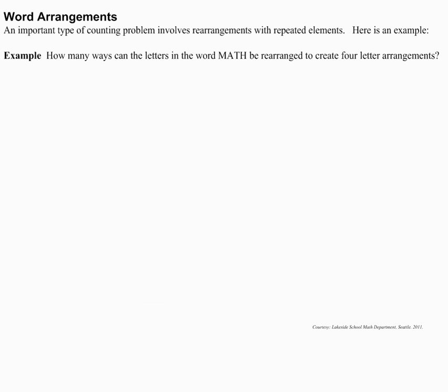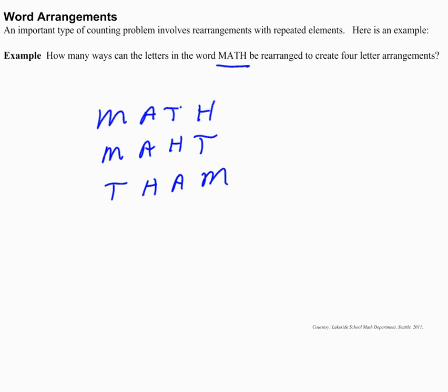Let's finish up with word arrangements. It's an important type of counting problem, and it involves rearrangements of letters and sometimes repeated elements. So what do I mean? Well, let's take the word math. How many ways can that be rearranged to create 4-letter arrangements, or 4-letter words, I guess, but they're not really words. So for example, I can take math, and then I can rearrange it, maybe I'll switch that, and then maybe I'll do THAM. So in other words, how many different possibilities are there?